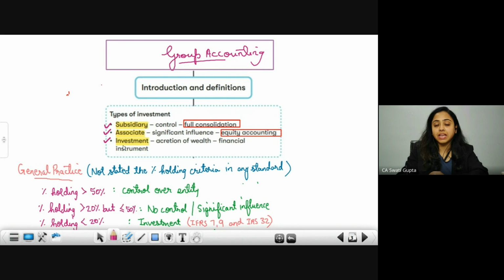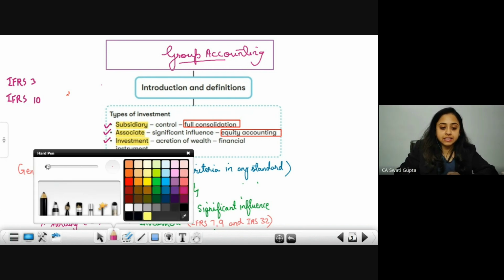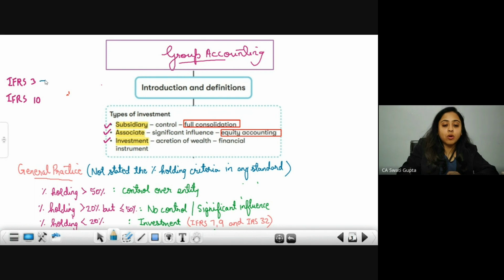Now, IFRS 3 and IFRS 10. We'll be reading these both first and then we'll go ahead with other standards. IFRS 3 tells you about business combination.